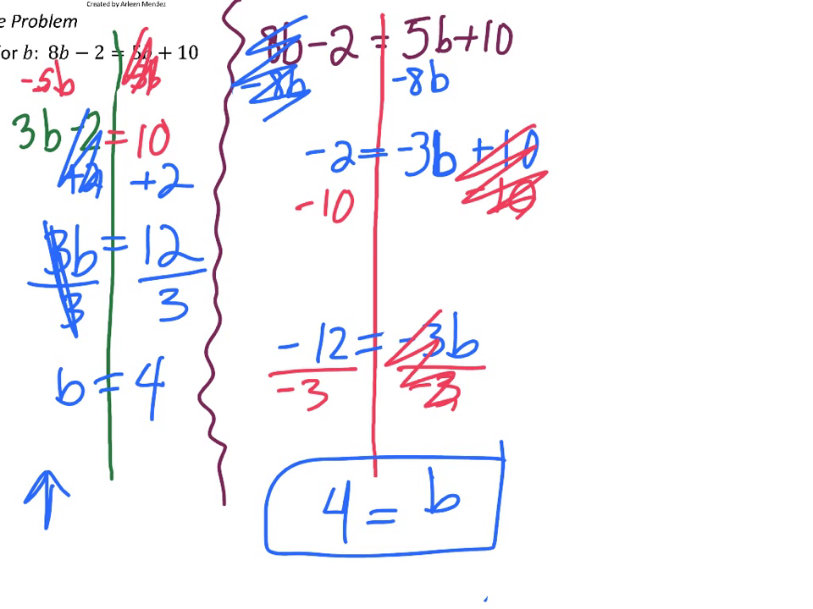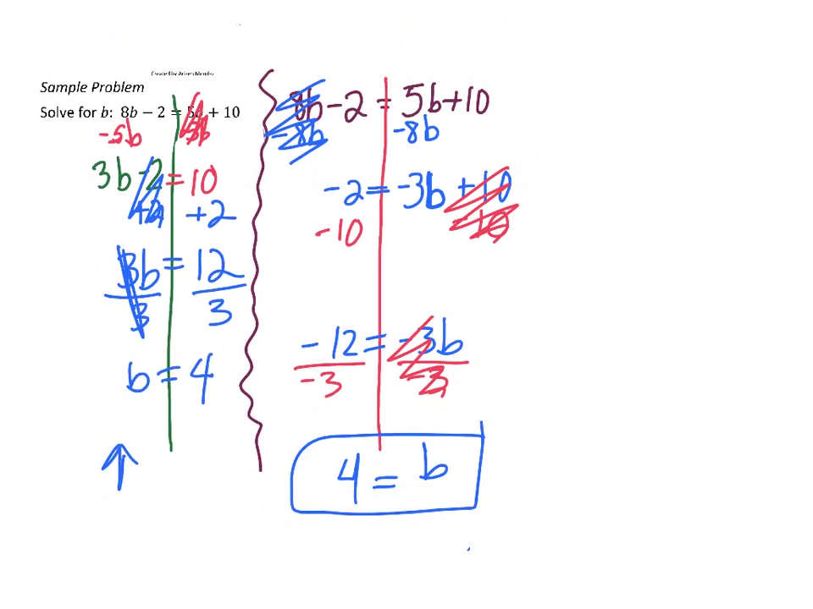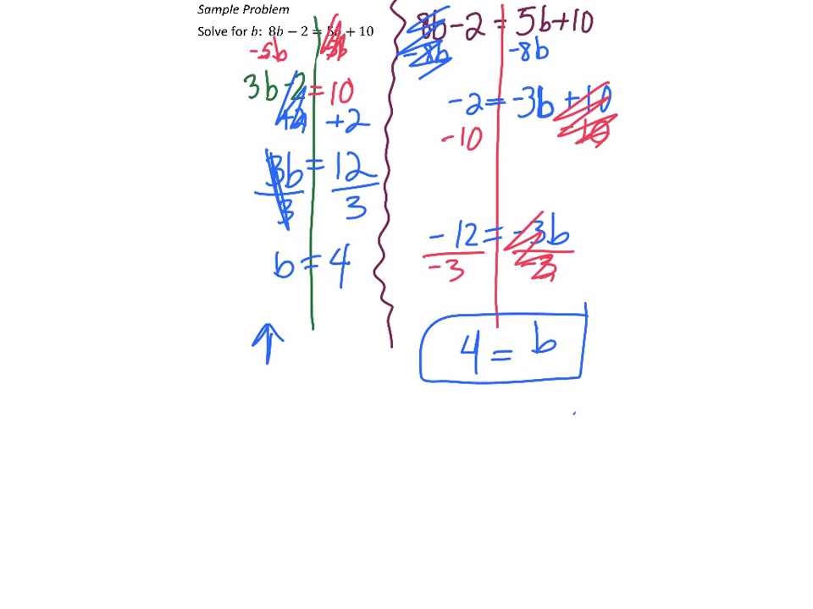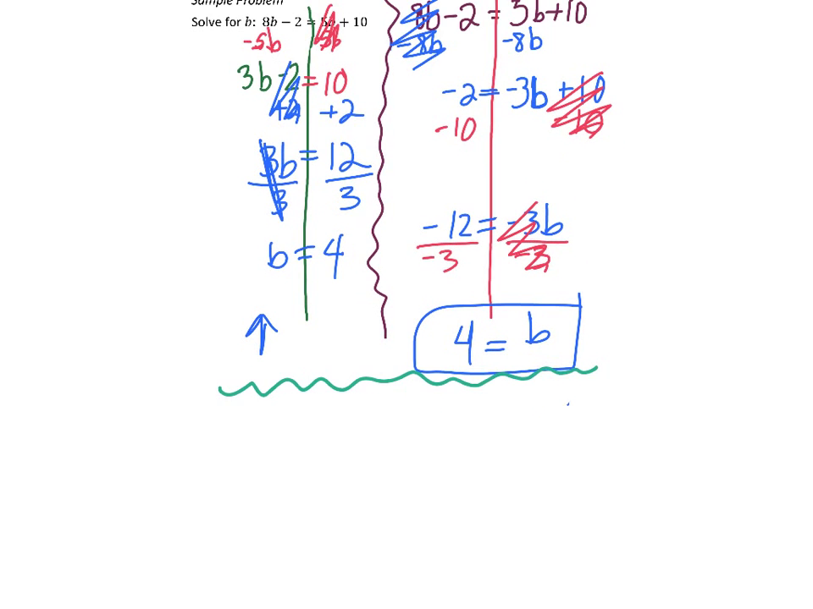Okay, and we could plug that 4 into the original equation just to show that we are doing this correctly. All right, we have 8. Instead of a b, I'm going to write 4, so 8 times 4 minus 2 equals 5. Instead of a b, I'll write a 4 as well. 5 times 4 plus 10. And let's see if we get the same thing on both sides.